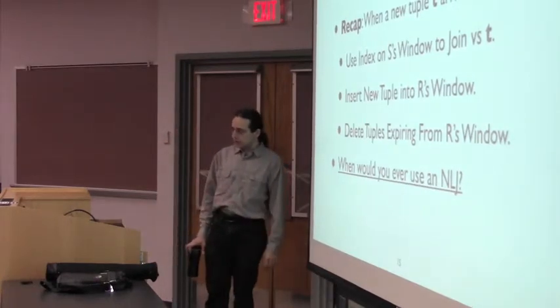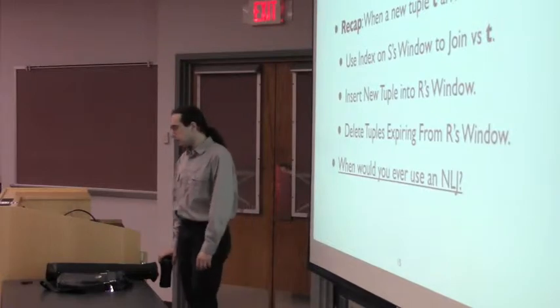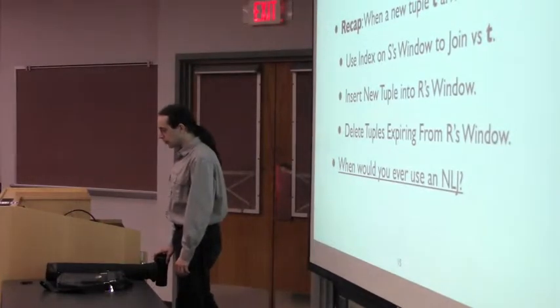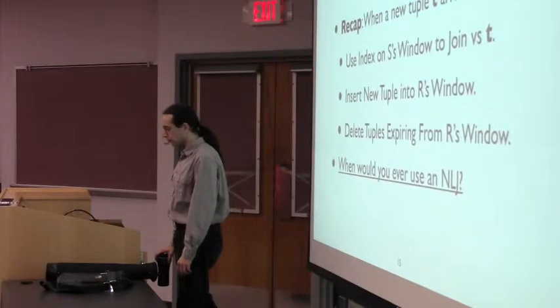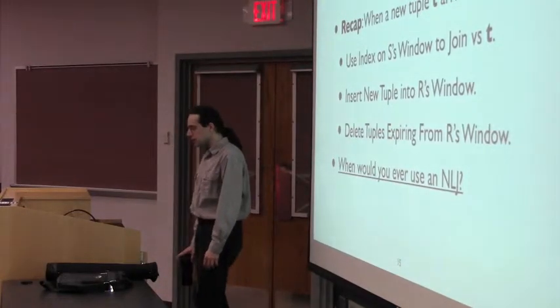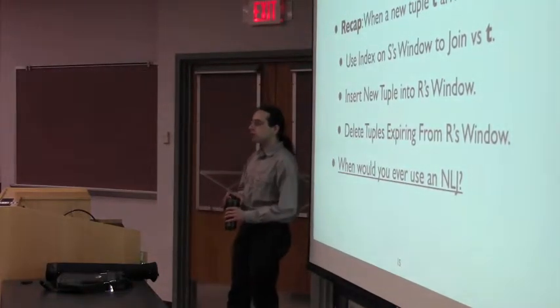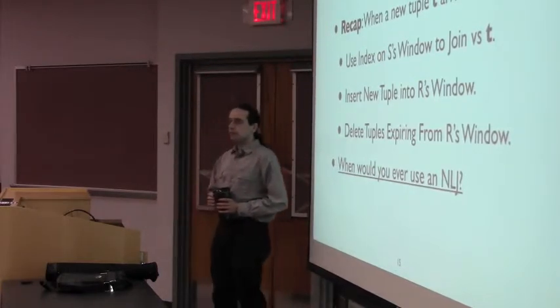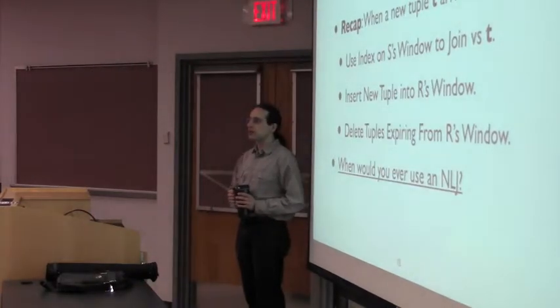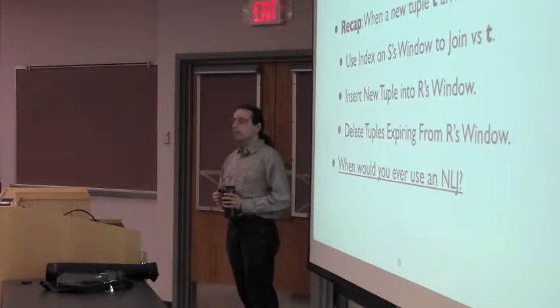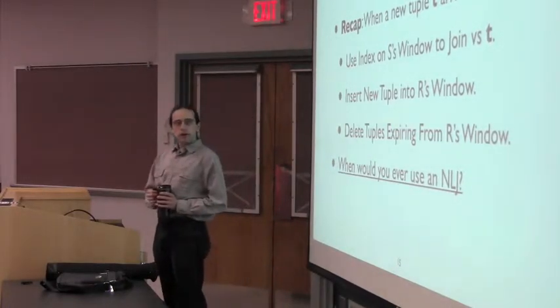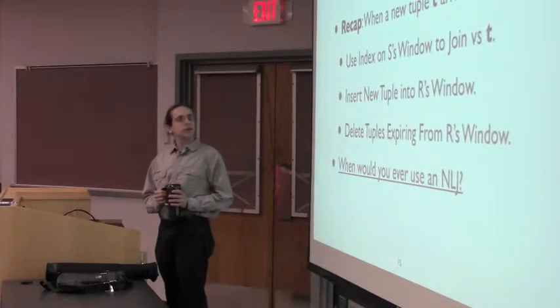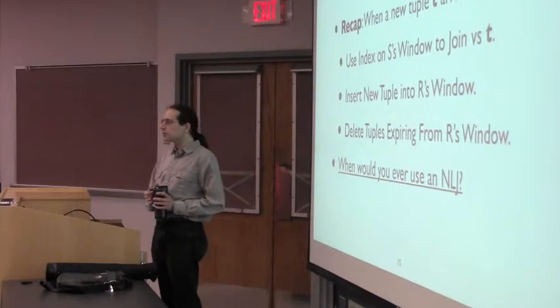So out of curiosity, the authors of the paper, is there ever a situation where you would want to use a nested loop join in this algorithm? Or at least one side of the algorithm? Yes, actually. Can you give a sense of why that is?